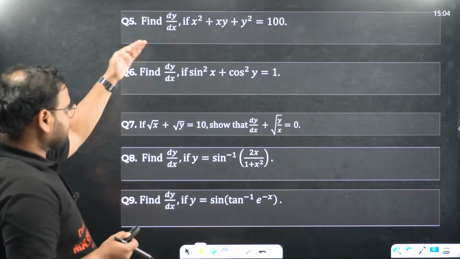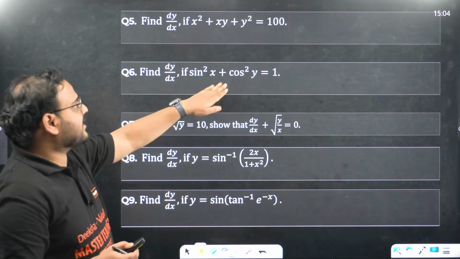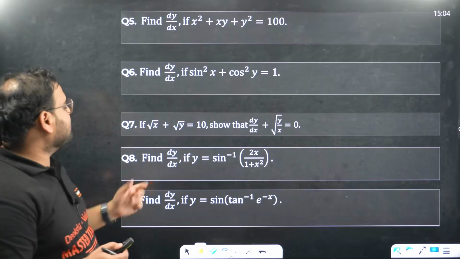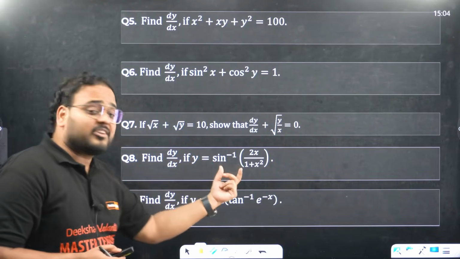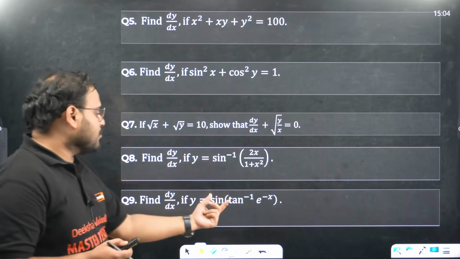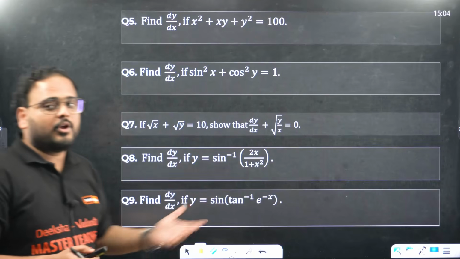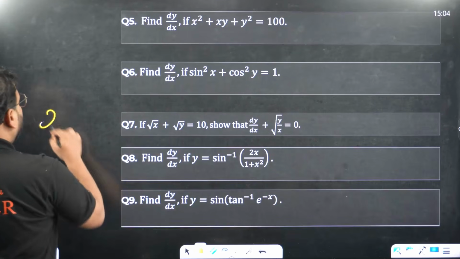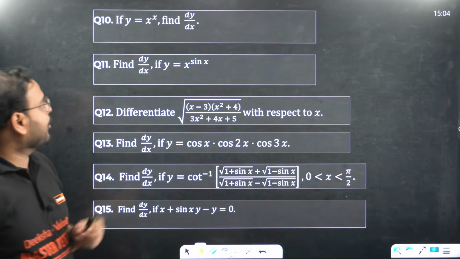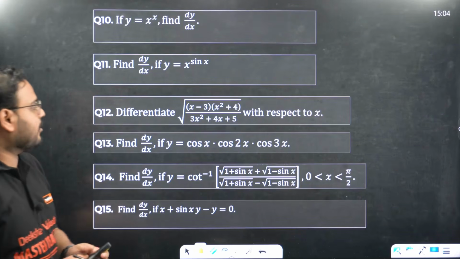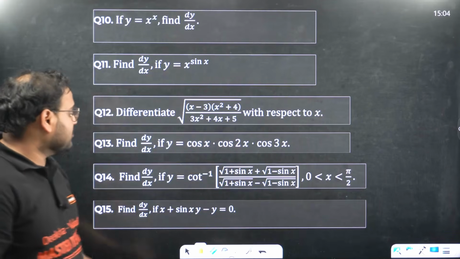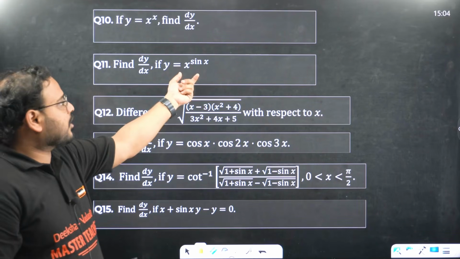Again a question on implicit function. Then this is again a question on implicit function, and this is going to be again implicit functions. Then we have trigonometric identities. This one is for chain rule. You can see these are all 2 marker questions. Moving on, next set, again on identities. This is logarithmic differentiation. This is also logarithmic differentiation. This is on implicit function. This is also logarithmic differentiation.